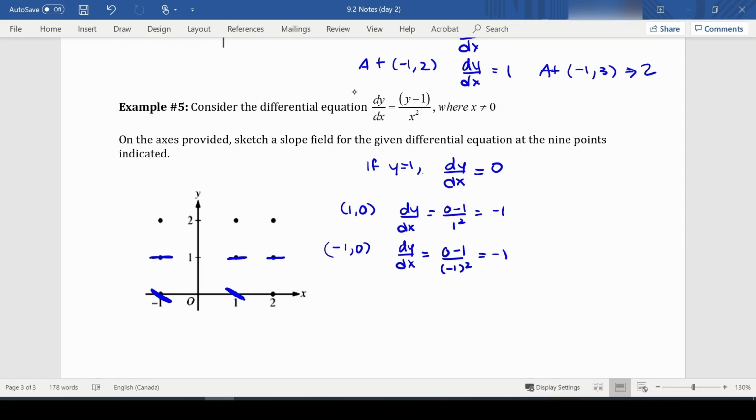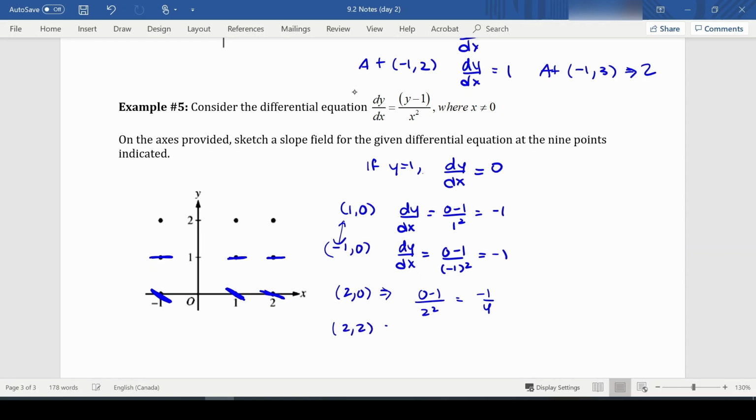So when we do any of these coordinates, the opposite x value is going to end up with the same slope as the previous one we calculated. So that will save us a little time. So 2, 0 is going to give us 0 minus 1 over 2 squared, which gives us negative 1 over 4. So 1, 2, 3, like that. If we had to do negative 2, 0, we'd end up with the same thing, but we don't.